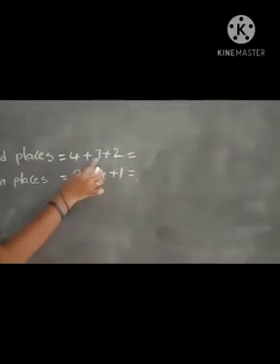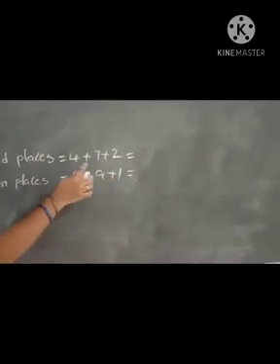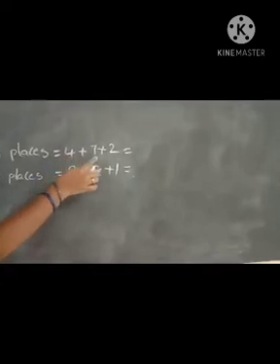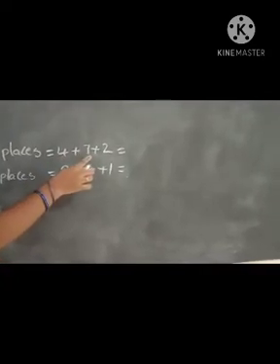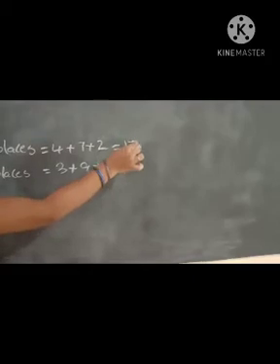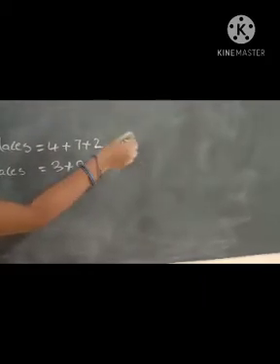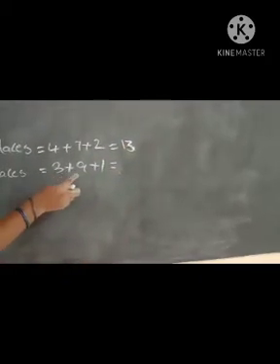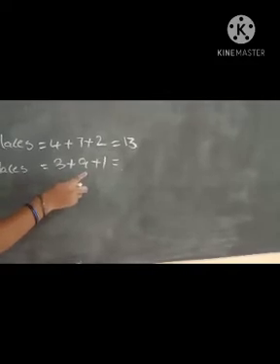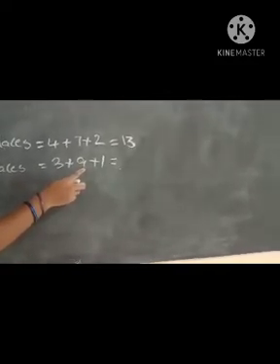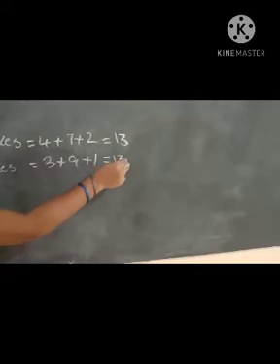See, 4 plus 7 plus 2 means what is the total number? 4 plus 7 is equal to how much? 11. 11 plus 2 is equal to 13. Next see here, 3 plus 9. 3 plus 9 means what is that? Number 12. 12 plus 1 is equal to, here also 13.